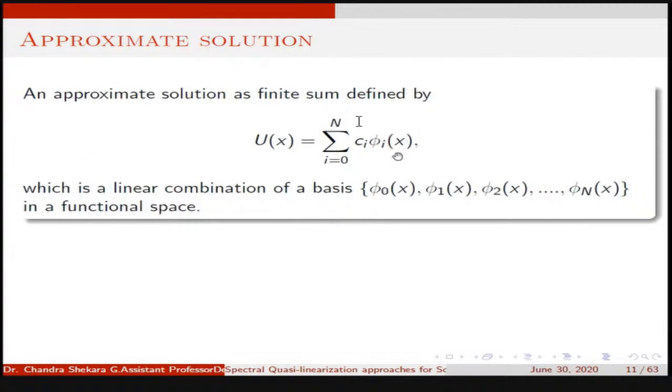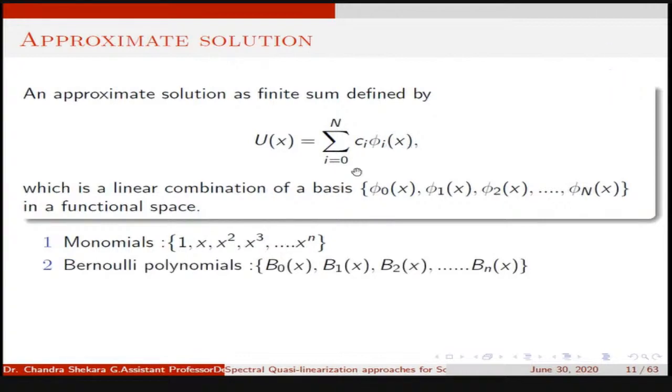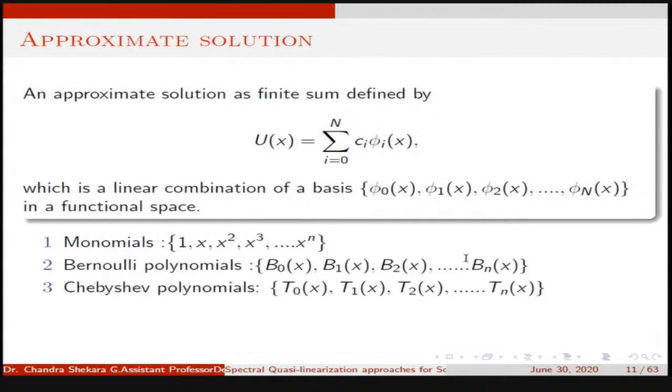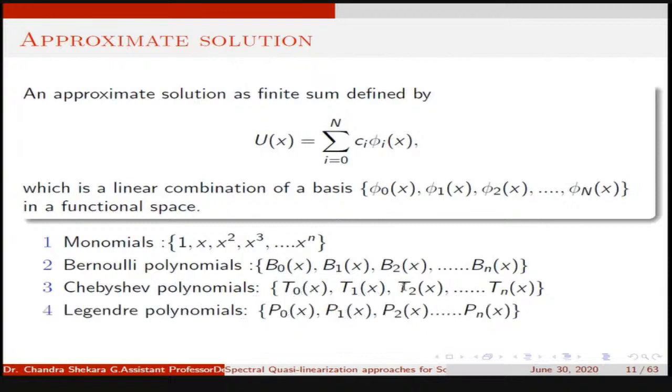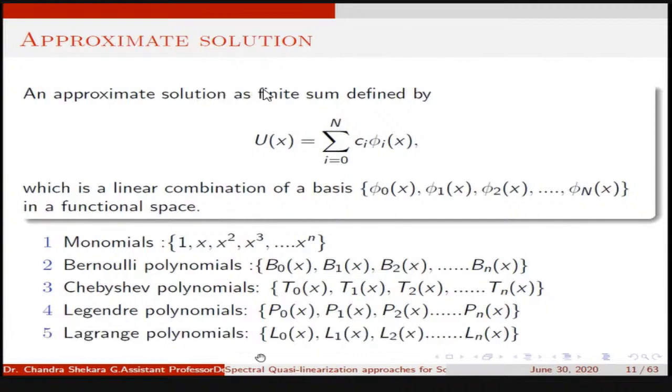These basis functions maybe you can consider monomials like just 1, x, x square, x cube, and so on. This will be taken in the series solution method. You can take these basis functions as Bernoulli polynomials like B naught of x, B1 of x, and so on. You can also choose these basis functions as Chebyshev polynomials T naught of x, T1 of x, and so on. You can also choose Legendre polynomials. But I'm going to explain by choosing what is called the Lagrange polynomial.